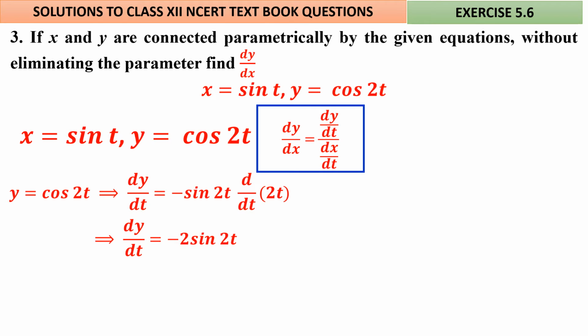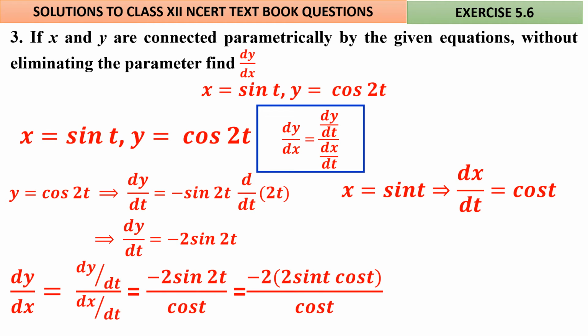If it is simply cos t, it will be only minus sin t, but you are having 2t. One more function is there, so function of function rule or chain rule you have to apply. Well, x is equal to sin t, direct differentiation, dx by dt is equal to cos t. Put it in the formula. Dy by dx is dy by dt upon dx by dt, minus 2 sin 2t upon cos t.